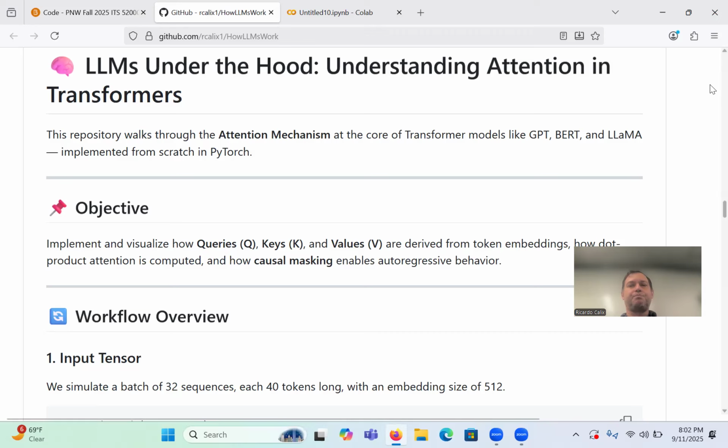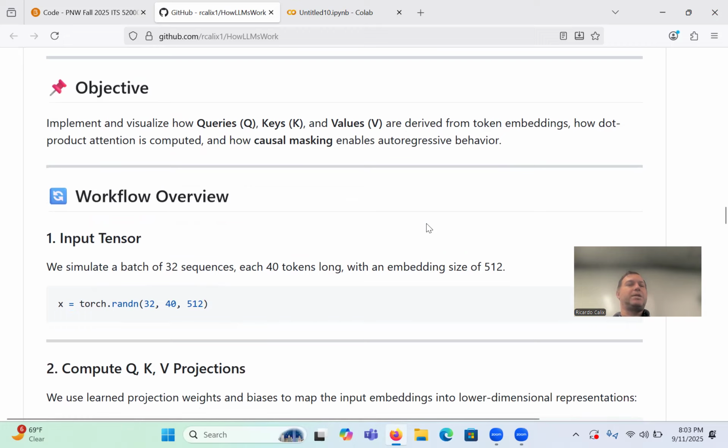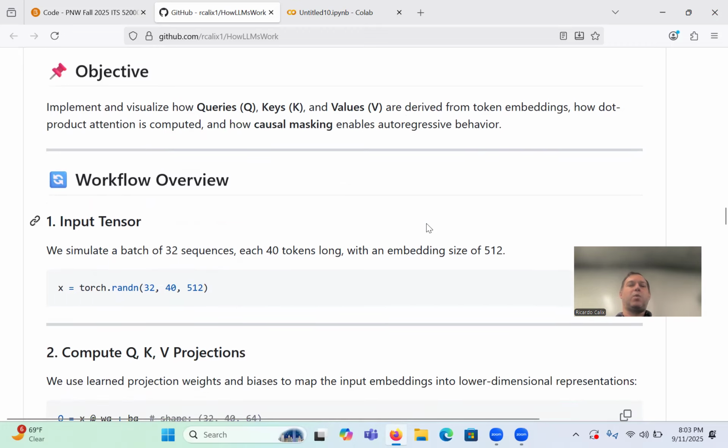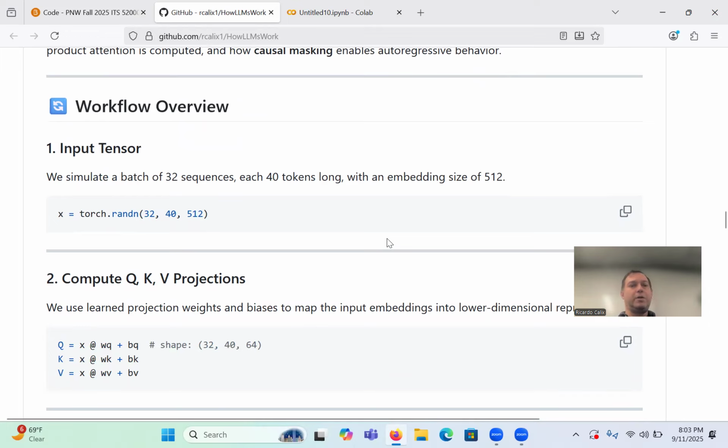So, LLMs under the hood: understanding attention in transformers. This repo walks through the attention mechanism, which is at the core of transformer models like GPTs, BERTs, and Llama, and it's implemented from scratch in PyTorch. The objective is to implement and visualize how queries, keys, and values are derived from token embeddings, how dot product attention is computed, and then later next week we'll talk about masking. I'm going to skip that for now because that's probably the hardest part of this whole thing.